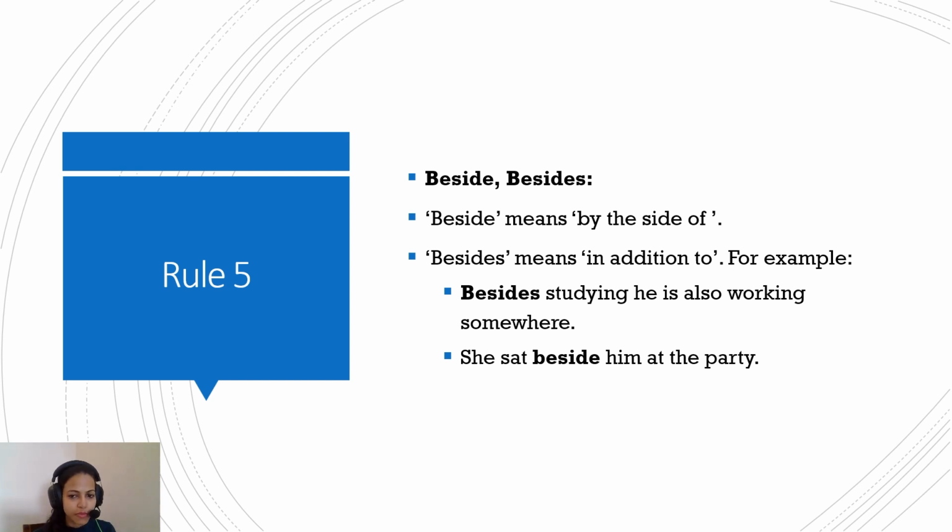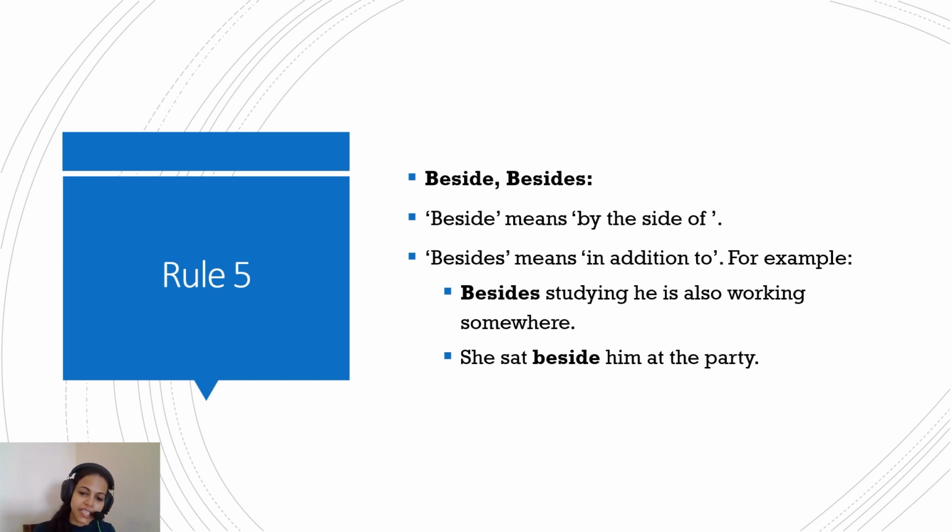Now, beside and besides. The word beside means by the side of, and besides with an S at the end means in addition to. For example, besides studying, he is also working somewhere. Here it means that he's studying, and in addition to studying, he is also working. So when you want the meaning in addition to, you use the word besides.